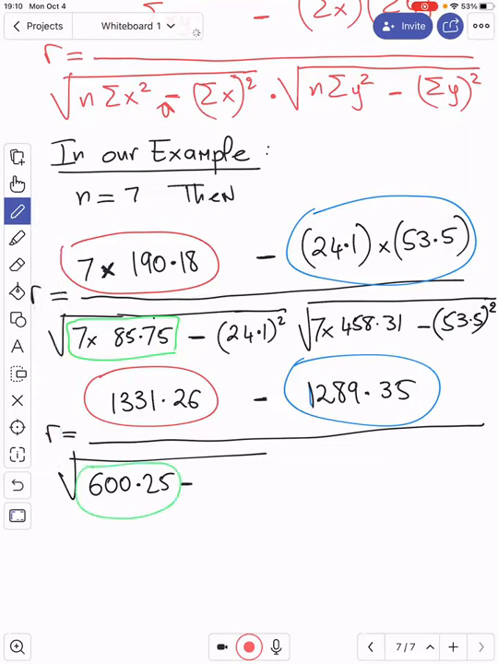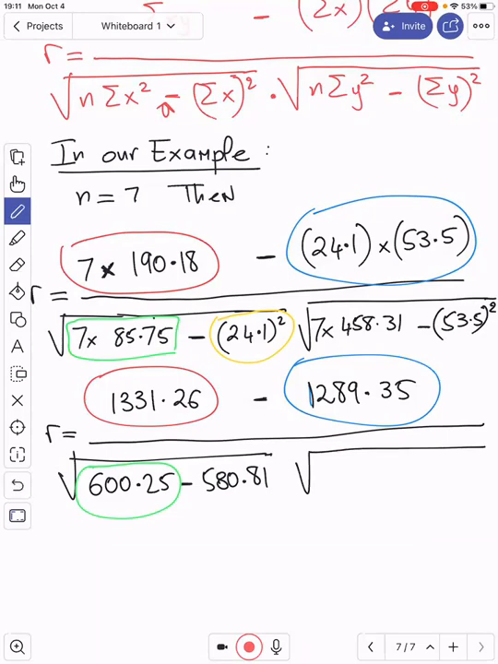And then there's this 24.1 square, okay? 24.1 square is going to be 580 minus 0.81, right? Now, times another square root, so it's the same thing here.